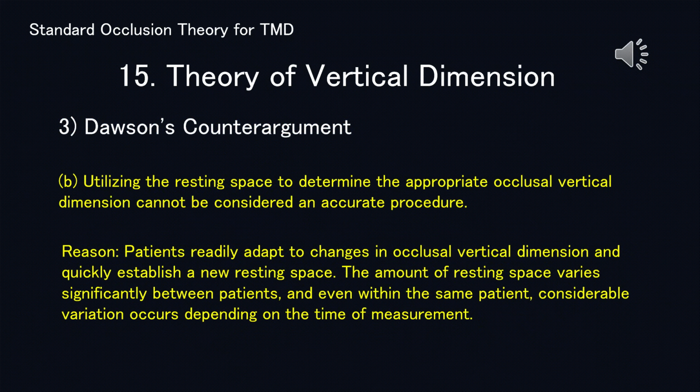B. Utilizing the resting space to determine the appropriate occlusal vertical dimension cannot be considered an accurate procedure. Reason. Patients readily adapt to changes in occlusal vertical dimension and quickly establish a new resting space. The amount of resting space varies significantly between patients, and even within the same patient. Considerable variation occurs depending on the time of measurement.